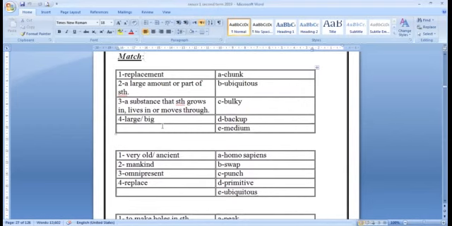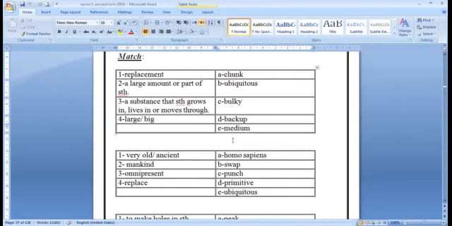Okay, here we have the first question in your booklet, which is match. In the first column here you have the word replacement. Number one, replacement. Number two, a large amount or part of something. Number three, a substance that something grows in, lives in, or moves through. And number four, large or big. In the next column, you have A, chunk, B, ubiquitous, C, bulky, D, backup, and E, medium.